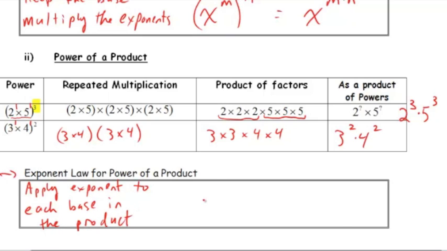Okay, so if we have two numbers like a times b, all raised to the power of m, then we can rewrite that as a to the power of m times b to the power of m. Okay, so that's for the power of a product.